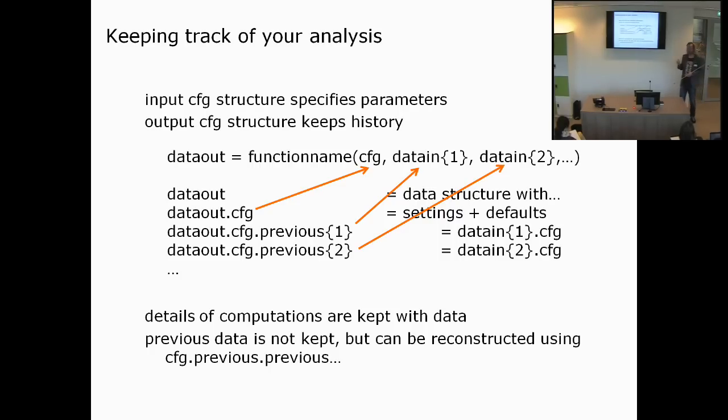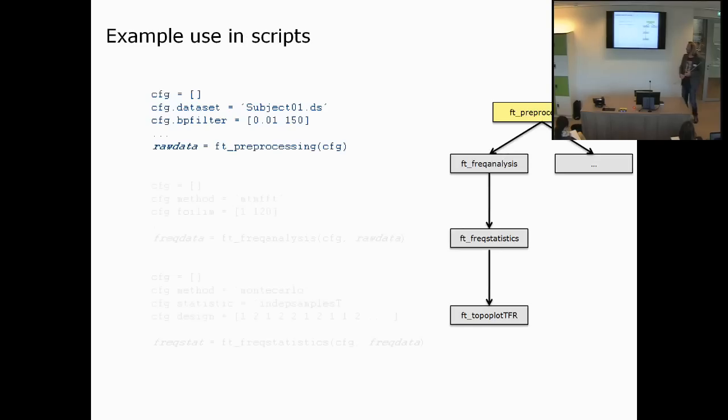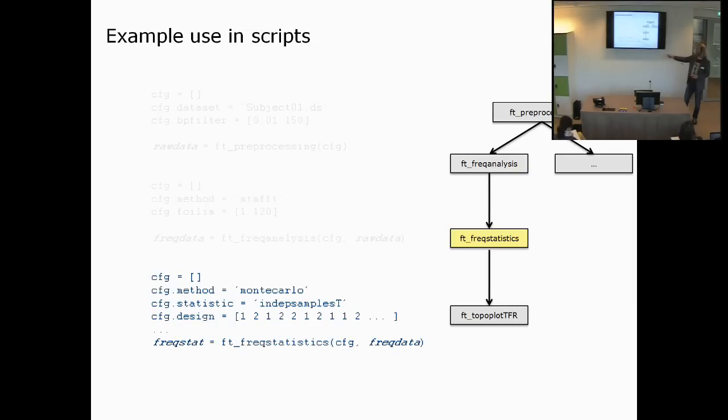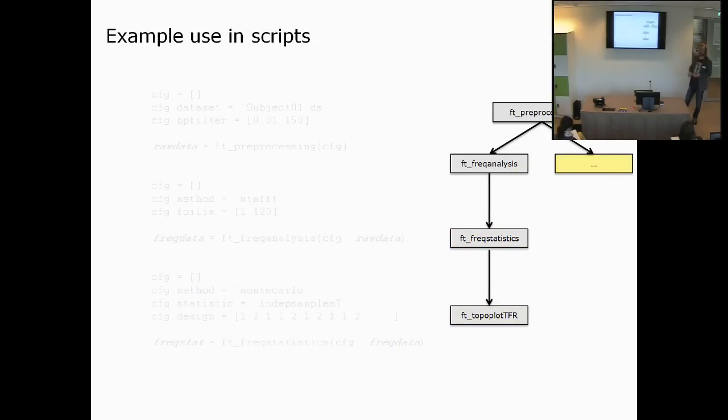And that's important because if you write your paper, you want to be sure that you've done your analysis according to the way that you describe it in the method section. Okay, so how do we use this in script? Well, we would start, for example, with FT preprocessing. So we would write a small section that pertains to preprocessing. Then we would do FT freqanalysis, write a small section, and then we would do FT freqstatistics, and then we would continue with plotting, or we would branch off to a completely different type of analysis.